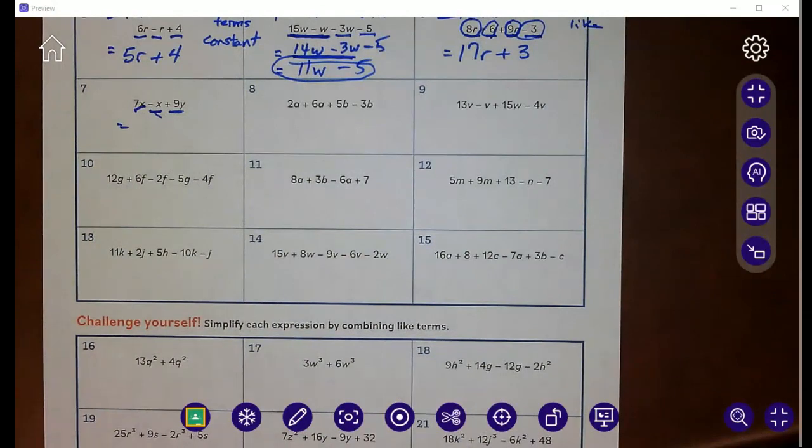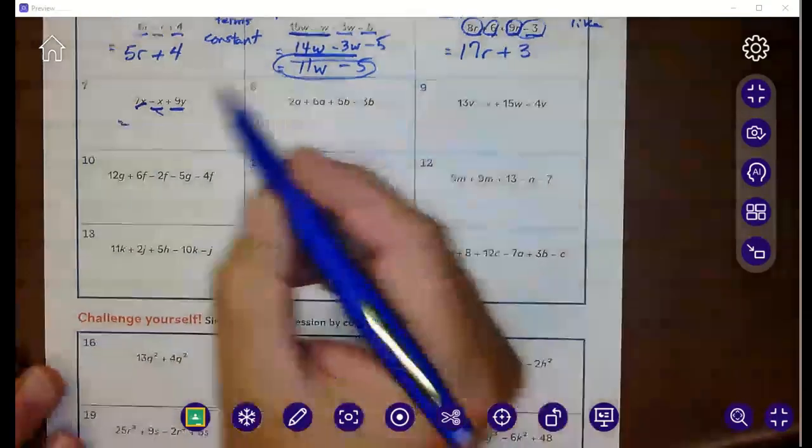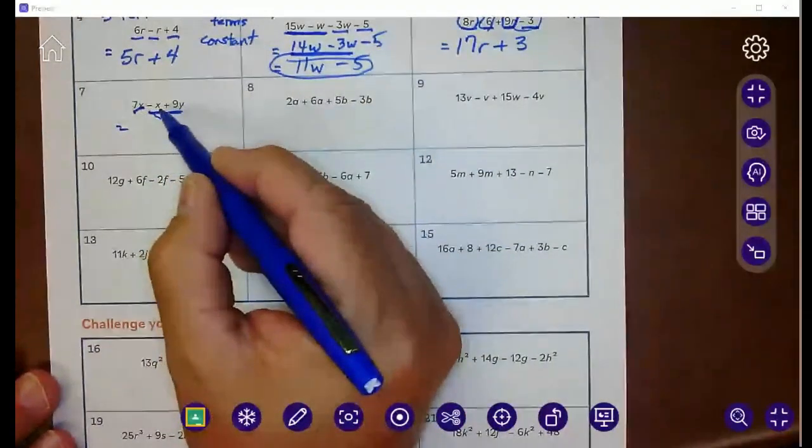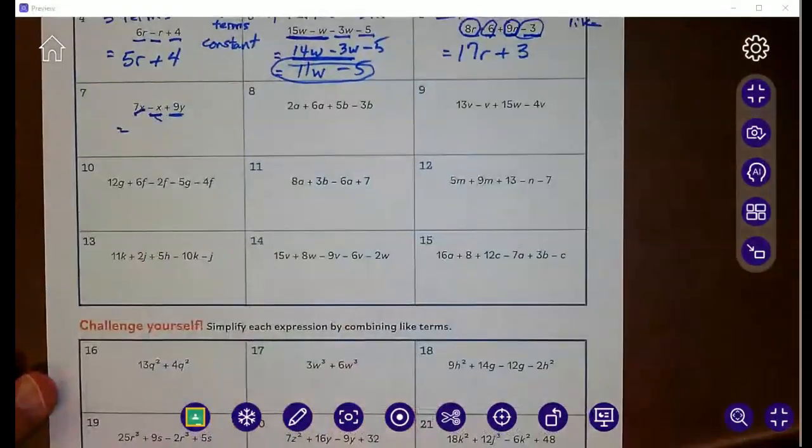Ms. Dishman, what would we get if we put together 7x and -1x? Ms. Dishman. Careful, a little bit more. Not just 6.